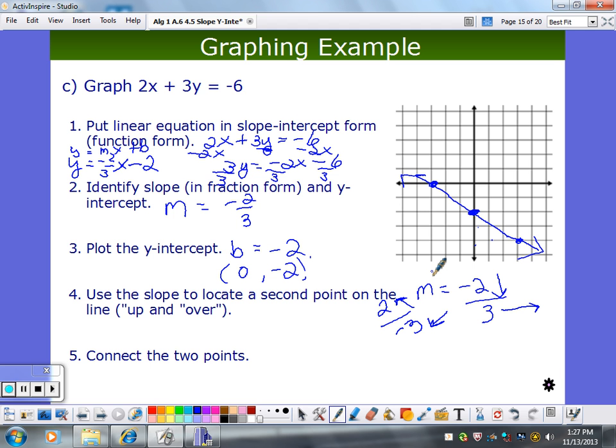Now, I know it's new, so just being new makes it a little bit hard, but what do you think? I think once you do this a few times, you're going to be like, it's nothing to graph these things. It goes really fast. So this is a really good thing to master.